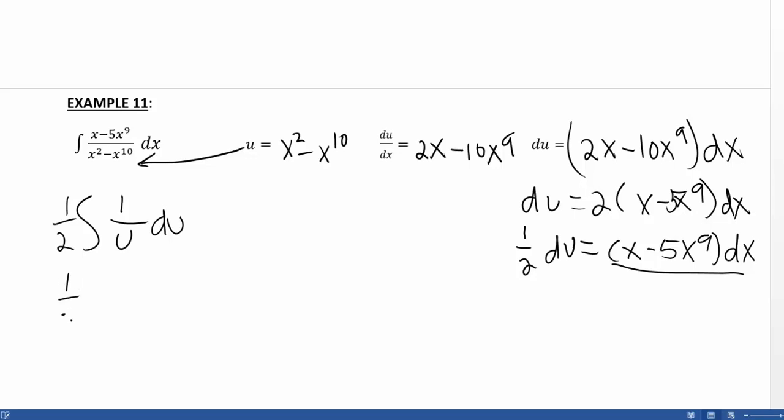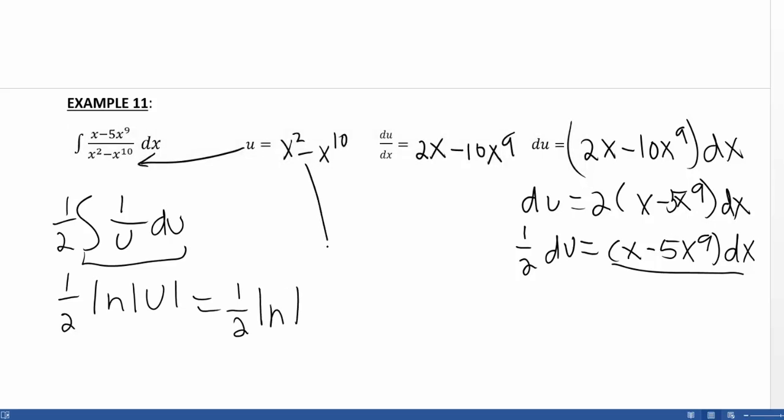So now I know I'm going to have 1/2 times the antiderivative of 1 over u, which is the natural log of the absolute value of u. I don't want my u in the final answer, so I'm going to substitute back in what it represents. So that's x squared minus x to the 10th. That goes inside the absolute values.